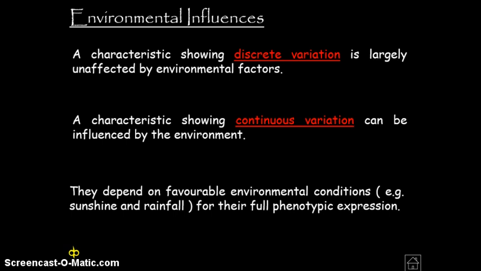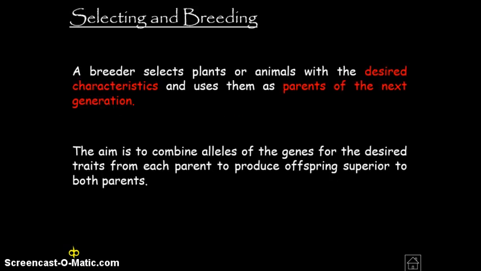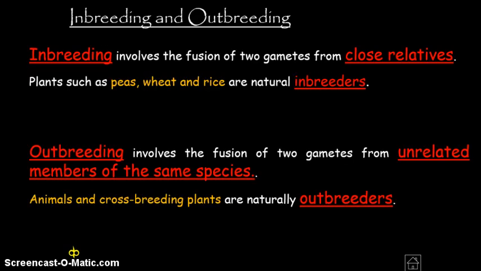Any characteristic showing discrete variation is largely unaffected by environmental factors, but a characteristic showing continuous variation can be influenced by the environment. In selecting and breeding, a breeder will select plants or animals with a desired characteristic and use them as parents to create the next generation. The aim is to produce offspring with a combination of the alleles of the genes for the desired traits from each parent. Inbreeding involves the fusion of two gametes from close relatives. However, outbreeding involves the fusion of two gametes from unrelated members of the same species.